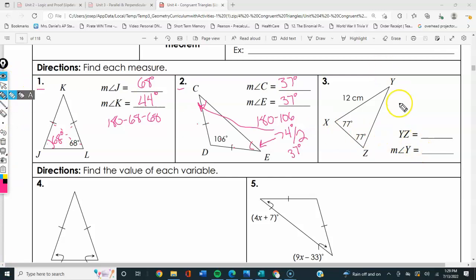Okay. Let's look at number 3. So these are my equal angles. So these are my equal legs, right? So if this is 12, this is 12.